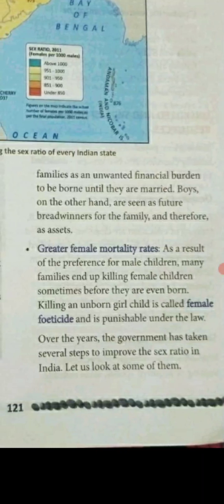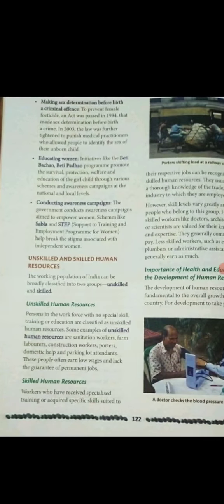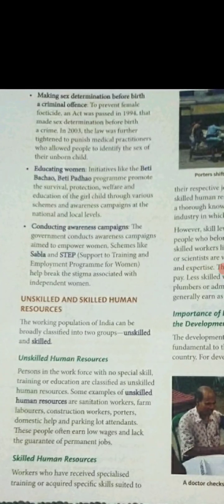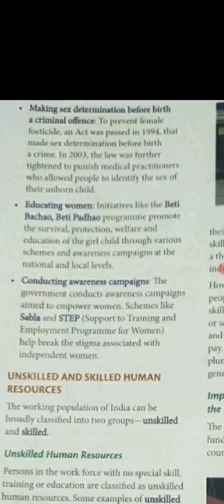Over the years, the government has taken several steps to improve the sex ratio. Let us look at what those steps are. First, making sex determination before birth a criminal offense. Last time we read that female feticide is a criminal offense. Before killing the child, its gender has to be determined by technology, using ultrasound and so on. Doctors determine the gender of the child, so that is banned. Sex determination before birth is a crime, to prevent female feticide.